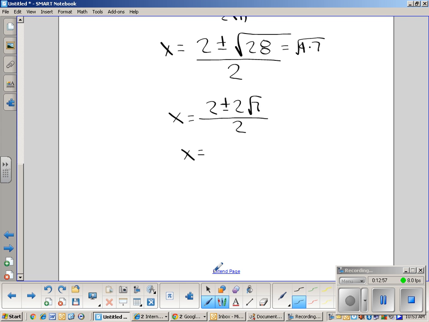And what is in every term? A 2. And so I can cancel that 2 out and take whatever's left. 2 divided by 2 is 1. And square root of 7 over 1. Do I have to show the over 1? No. So the best answer, the one you'll find on the answer key, was -2, right? Not 2. And then 1 plus or minus square root of 7. That's how you'll see the roots or the zeros.